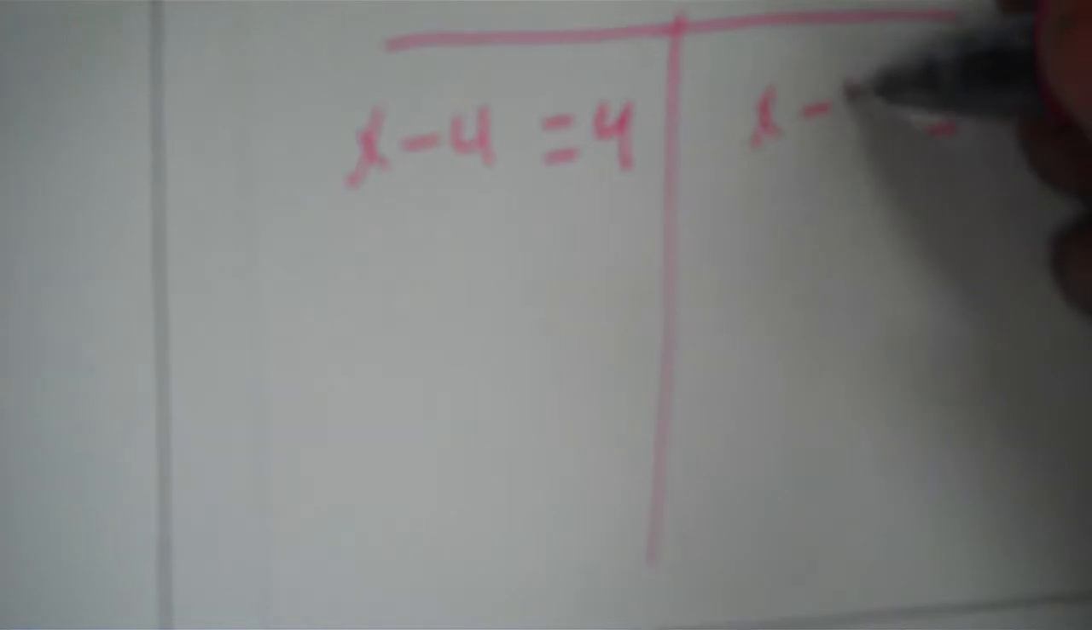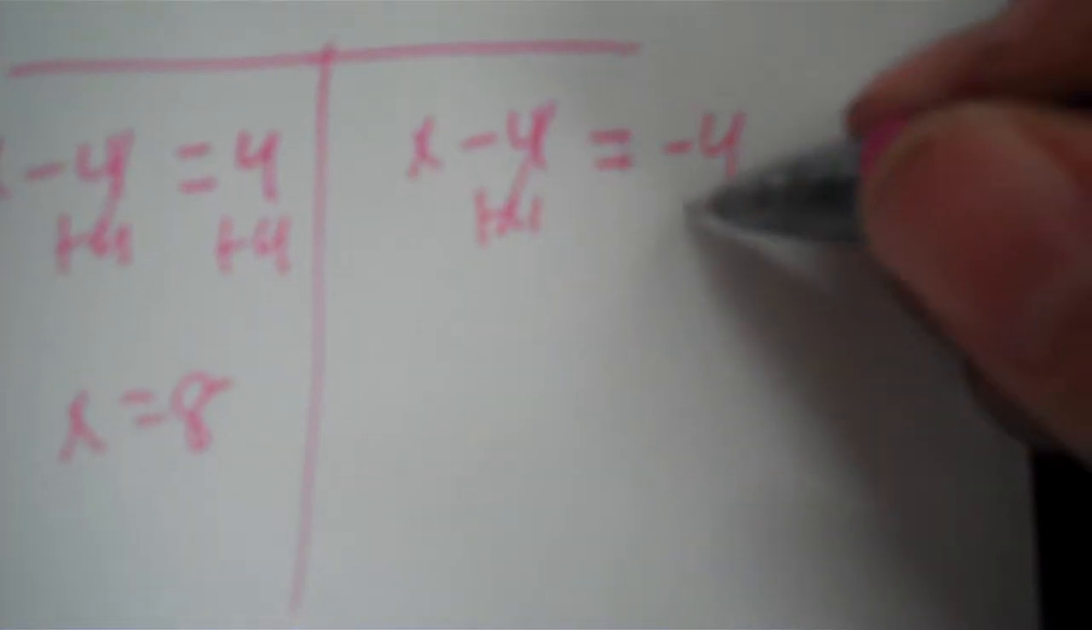Those are not our answers though. We need to use this table because q can be equal to 4 or negative 4. And now I bring back my x minus 4. So I plus 4, x equals 8. There's your first answer. Plus 4, x equals 0.